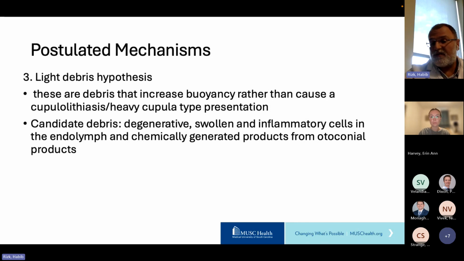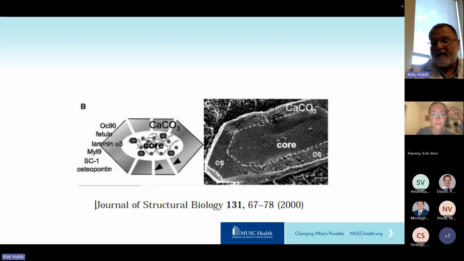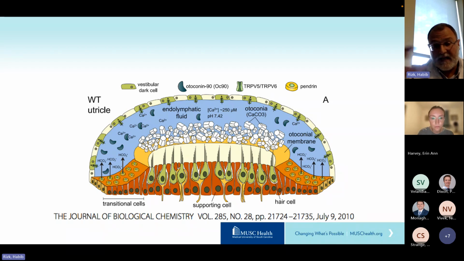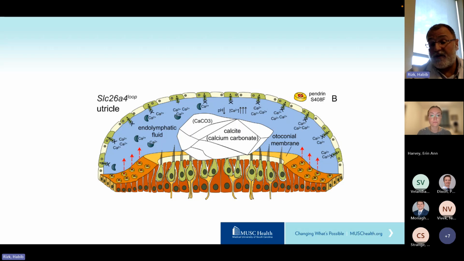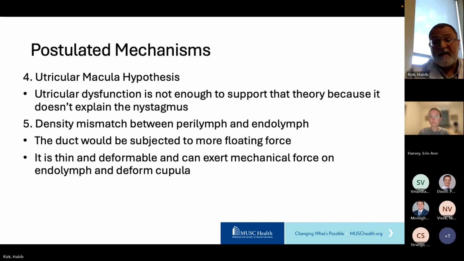And those debris include swollen inflammatory cells in the endolymph, and chemically generated products from the otoconia. And a quick parenthesis, the otoconia have a calcium carbonate core, but there's tons of proteins and other miscellaneous compounds within them. And if any of the mechanisms that typically clean the endolymph from the debris of the otoconia is not working, you can have a megalith, or you can have a lot of those compounds floating around, making the endolymph heavier. And finally, two other potential mechanisms include the utricular macula dysfunction, but that wouldn't explain the positional type of nystagmus, and a density mismatch between the perilymph and endolymph, exerting pressure across the membranous labyrinth, which is collapsible.